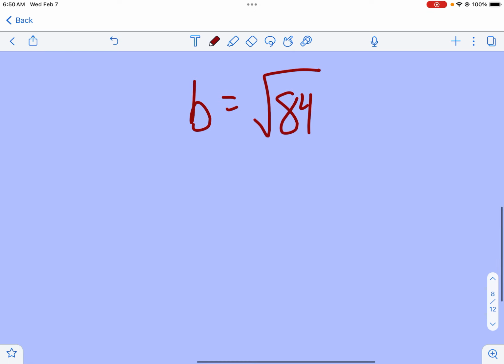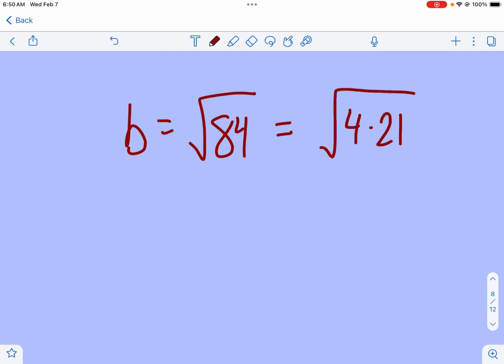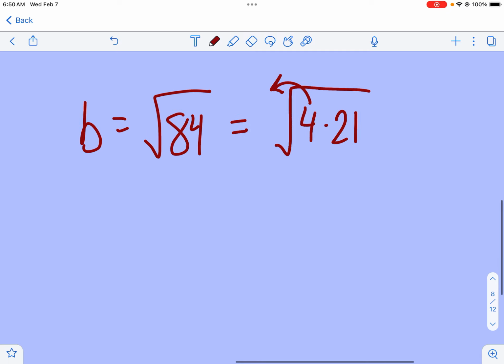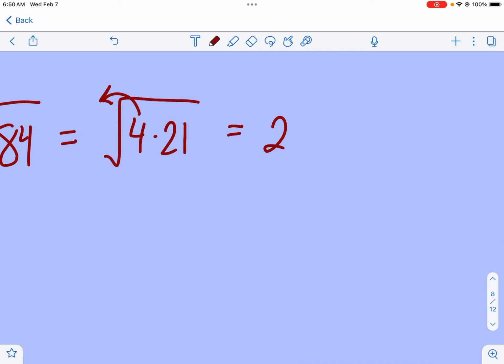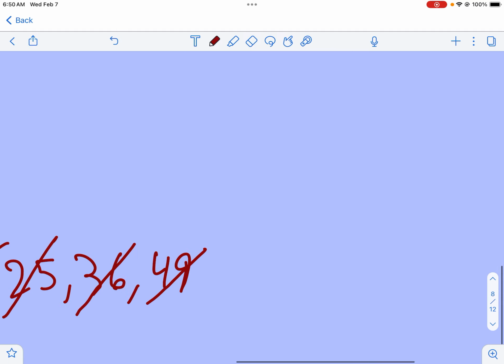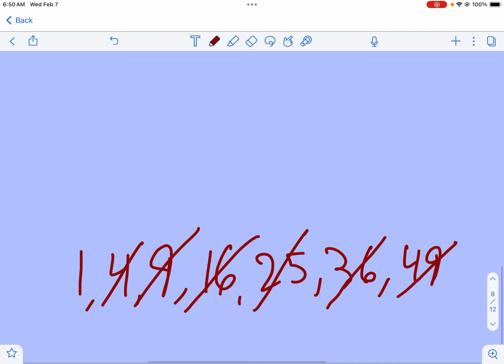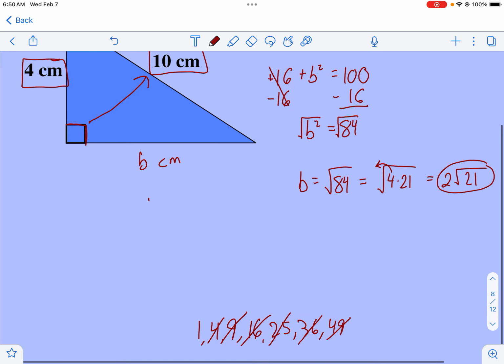It's going to give me 4 and 21. Okay, so I'm going to want to rewrite this as the square root of 4 times 21, and then I can mark that I'm taking the square root of 4. When the square root of 4 comes out, it's going to be a 2 root 21. That's what I'm looking for, 2 root 21. Then I ask myself, does 21 have any factors here besides 1? No, it does not. So my final answer for that leg there is 2 root 21 centimeters.